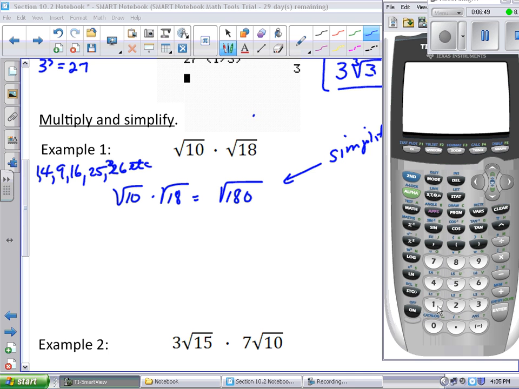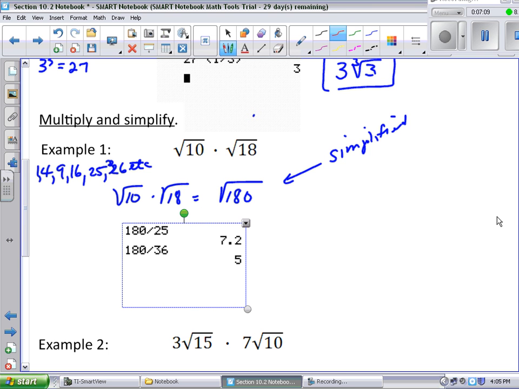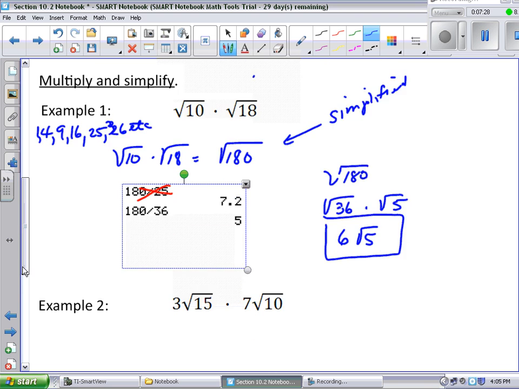The squares, 180, let's see, is it divisible by 25? I don't think so. No, that doesn't come out even. Let's try 180 divided by 36. And that comes out even. So I'm going to drag it down here. I don't want to use that one, it didn't come out even. But the square root of 180 is the square root of 36 times the square root of 5. Then I can break down the square root of 36 into 6 square roots of 5, and I will be finished with that problem.